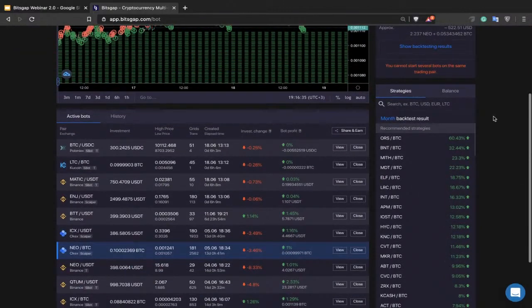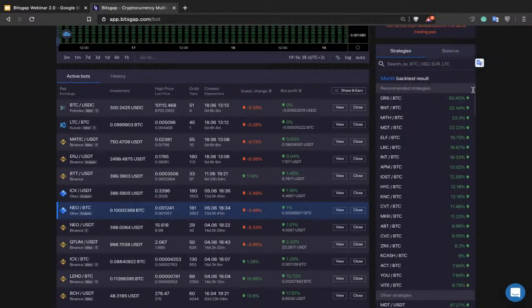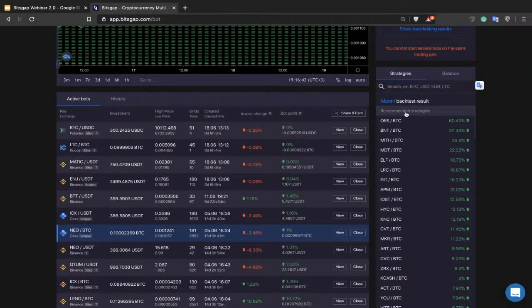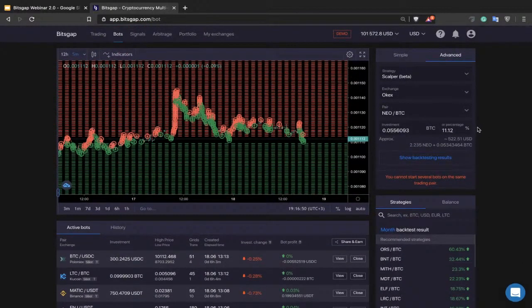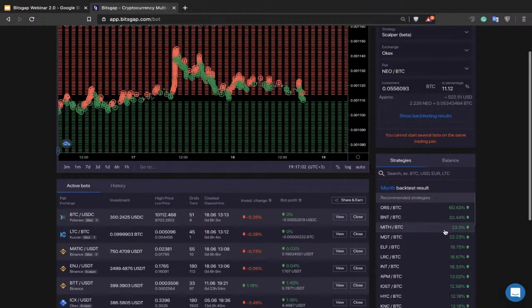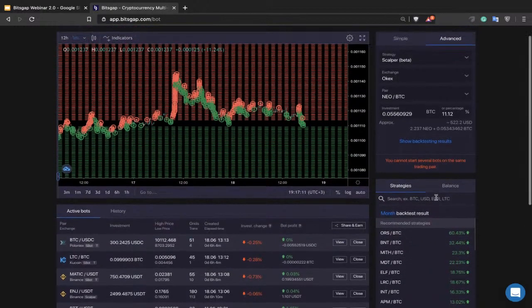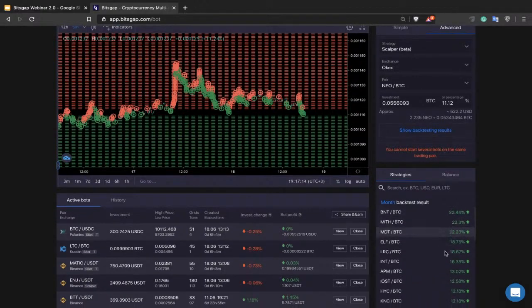What is interesting, the cool thing here, is that we have on the right side strategies. And the first that pops out is recommended strategies. These are all of the cryptocurrency pairs that are currently, based on the backtesting results, based on the monthly performance, as you can see here, top cryptocurrencies which offer to us best returns based on past results. And you can use these recommended strategies as a source of trade ideas.